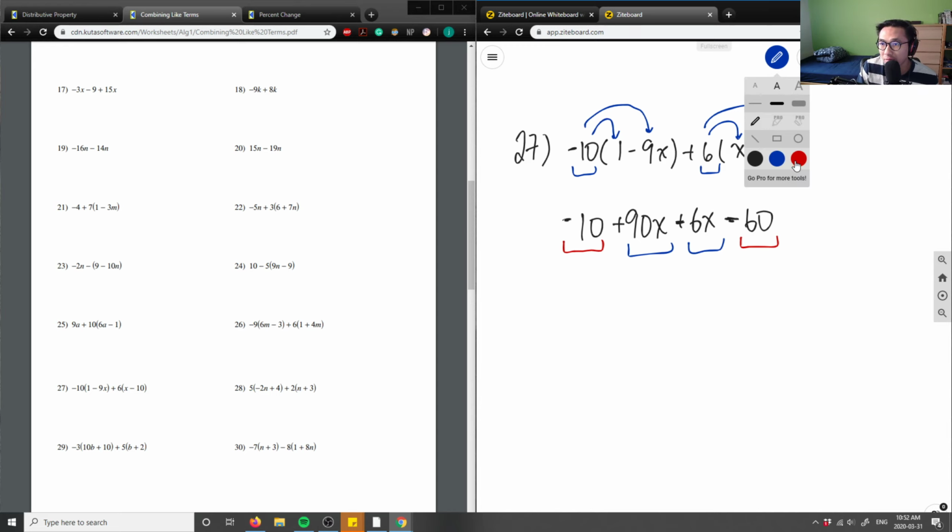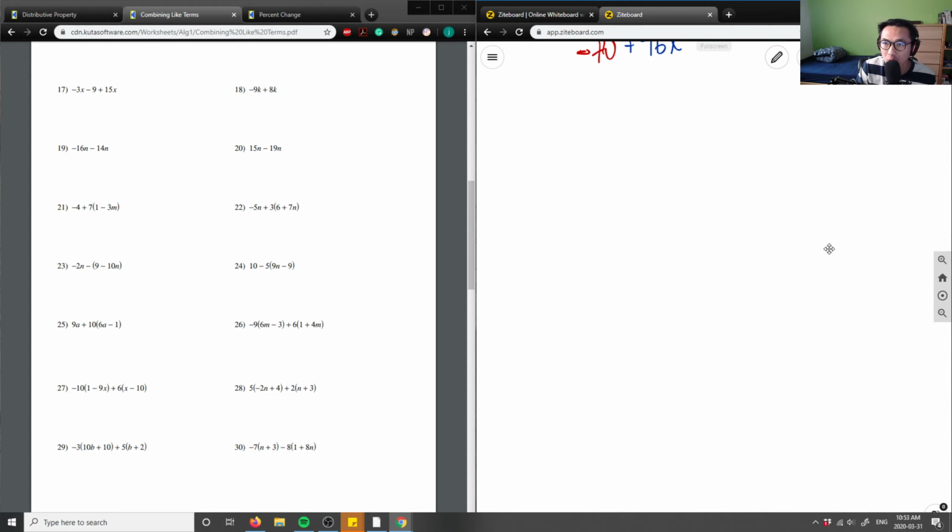I'm working from left to right. So negative 10 minus 60, what would that equal? Negative 10 minus 60 will equal negative 70, right? I'm adding the 2 numbers, and I'm throwing the negative sign at the front. 10 plus 60 here is 70, and then throwing the negative here. So this is negative 70. And then I'm left with 90x plus 6x. It's just 2 positive numbers, so 90 plus 6 here is 96, so 96x, and that will be my answer for 27. Let's do one last one, and then we'll call it a day.